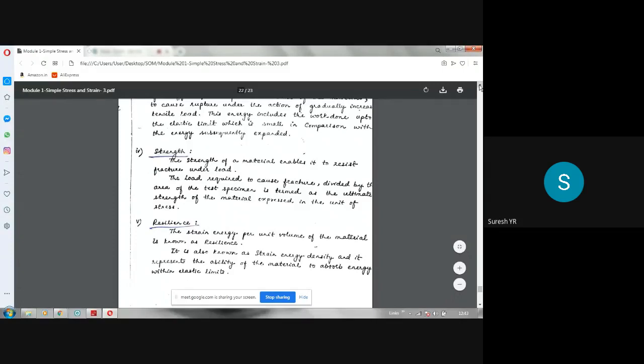Then we discussed stepped bars. Stepped bars means if the bars have different cross sections and are subjected to forces at the ends, how to find the stresses and deformation in stepped bars.